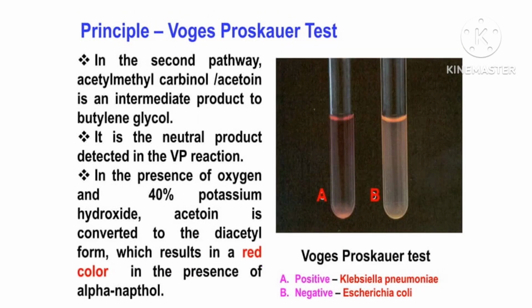Next is the principle of the Voges-Proskauer test or VP test. Here in the second pathway, acetyl methyl carbinol or acetoin is seen as an intermediate product to butylene glycol. So it is the neutral product detected in the VP reaction. In the presence of atmospheric air and 40% KOH, acetoin is converted to diacetyl, which results in a red color in the presence of the indicator alpha naphthol. So the example for VP positive is Klebsiella pneumoniae and negative is Escherichia coli.